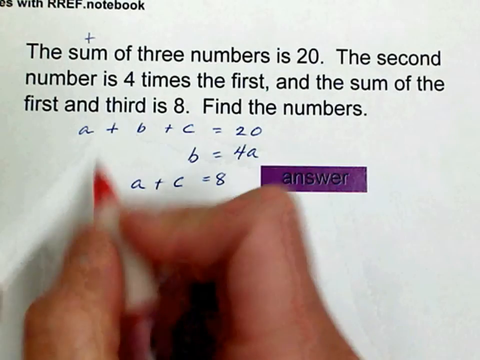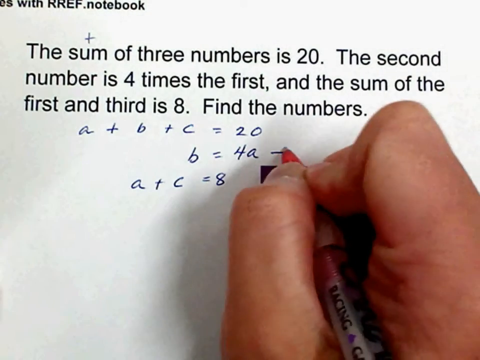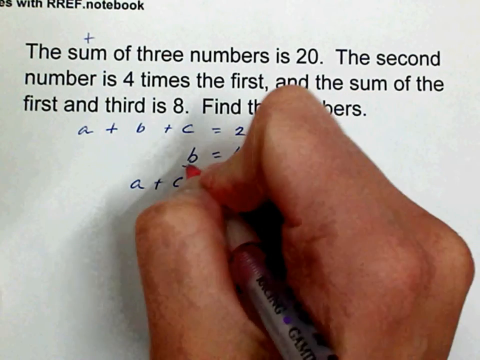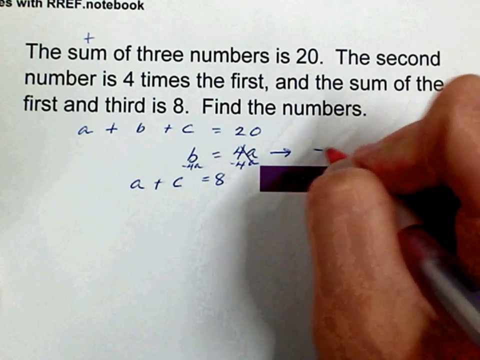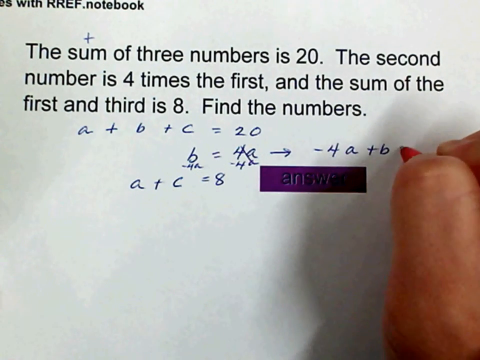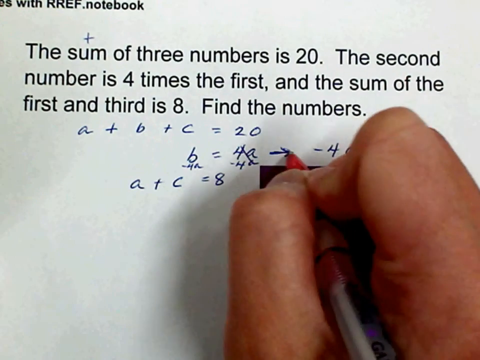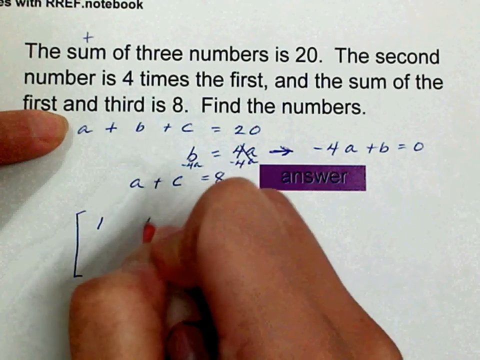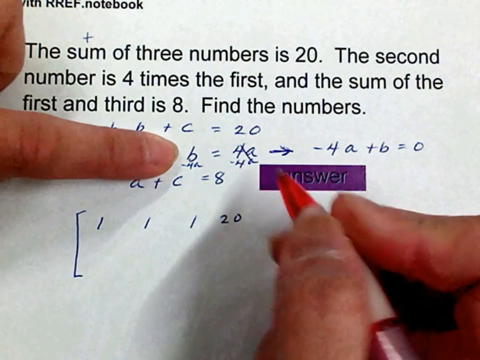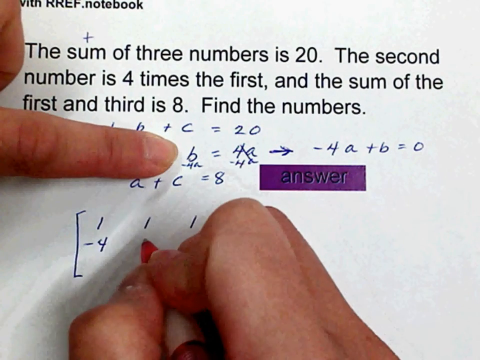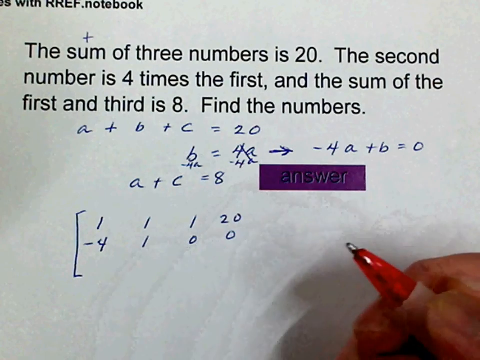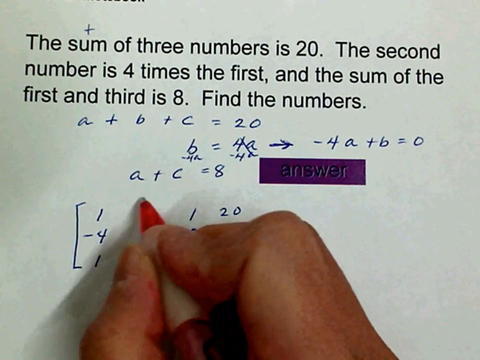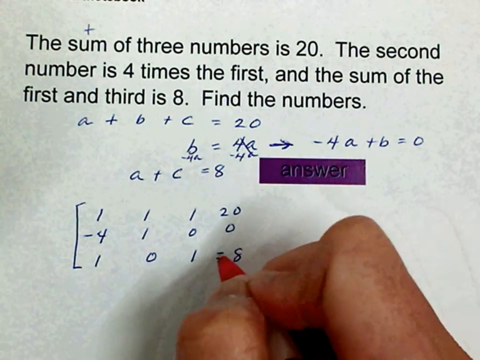Now I'm going to rewrite this one so all my letters are over here. I'm going to subtract 4A from both sides, so you'll have negative 4A plus B equals 0. See how I converted that? All the others are good. Write your matrix: 1, 1, 1, 20. Negative 4A, 1B, no C, 0. A is 1, B is 0, C is 1, and there's your 8.